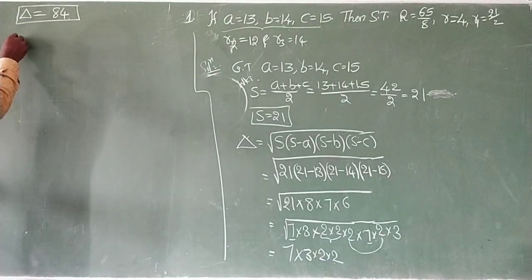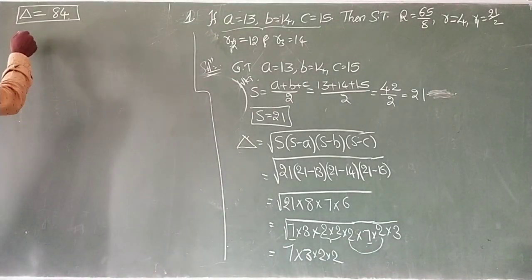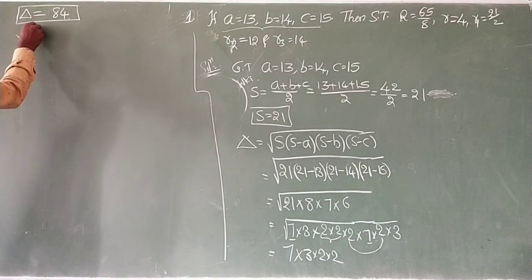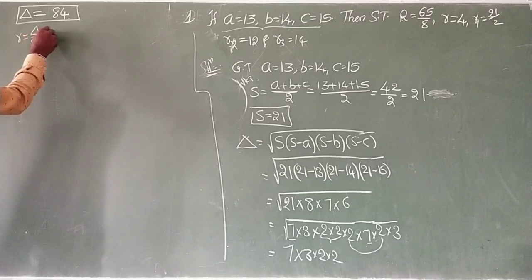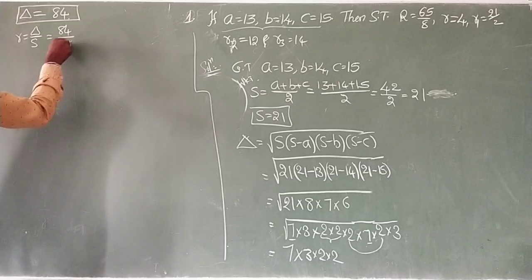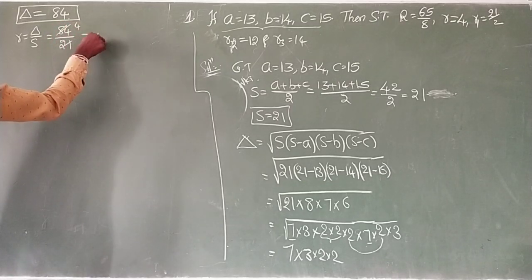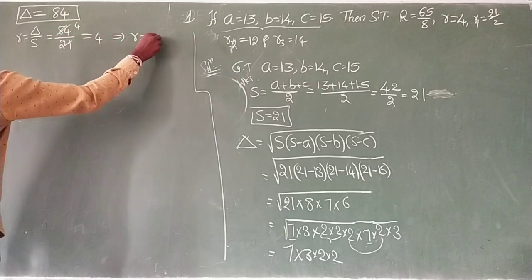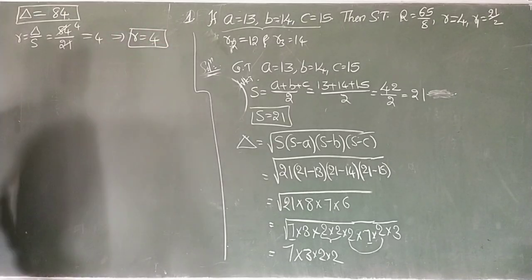Now, first one, small r equal to 4. So for r, what is the formula? Delta by s. Delta means 84, by s, what is s? 21. So 21 ones are 21, 4 is equal to 4. So that implies r equal to 4. Hence proved, one value very simply.